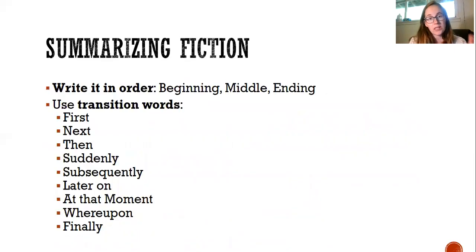And as we write things in order, we can use some transition words to help the story or the summary flow. So words such as first, next, then, suddenly, subsequently, that's another word for after that, later on, at that moment, whereupon, finally. So you can use these words to transition from sentence to sentence as you write your summary.